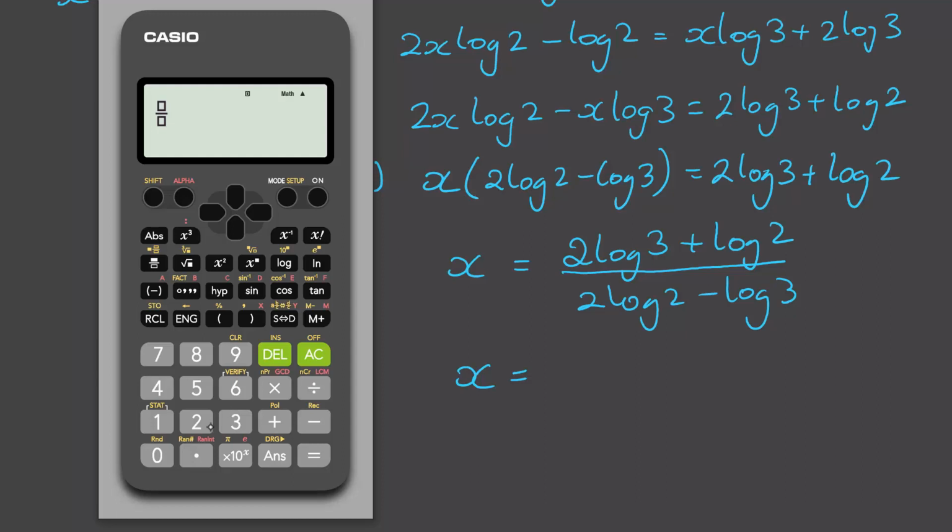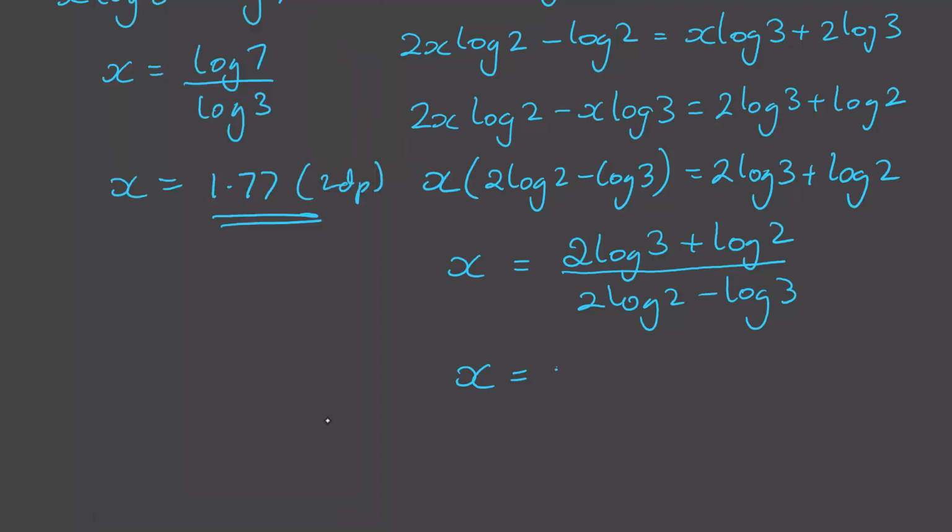So I've got 2 times log 3, add log 2, divided by 2 times log 2, take away log 3, and that gives me 10.05, correct to 2 decimal places.